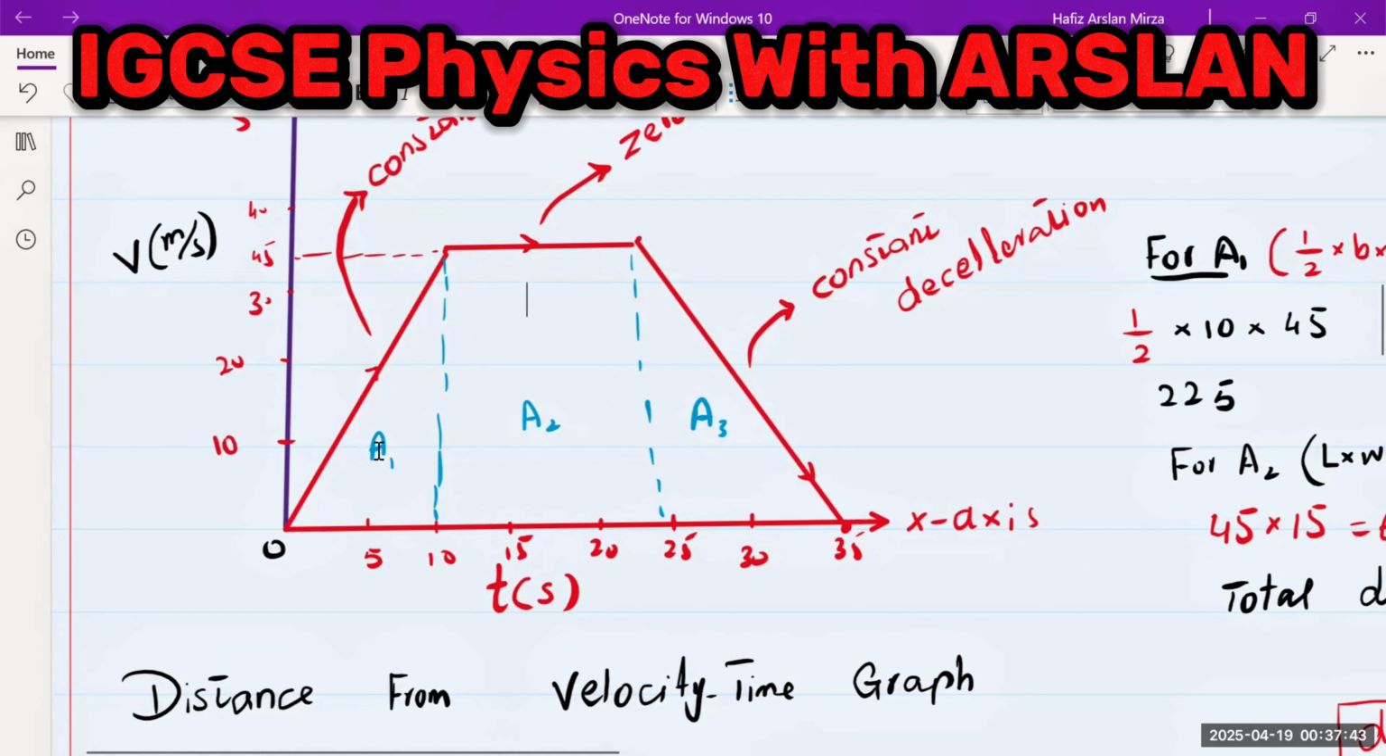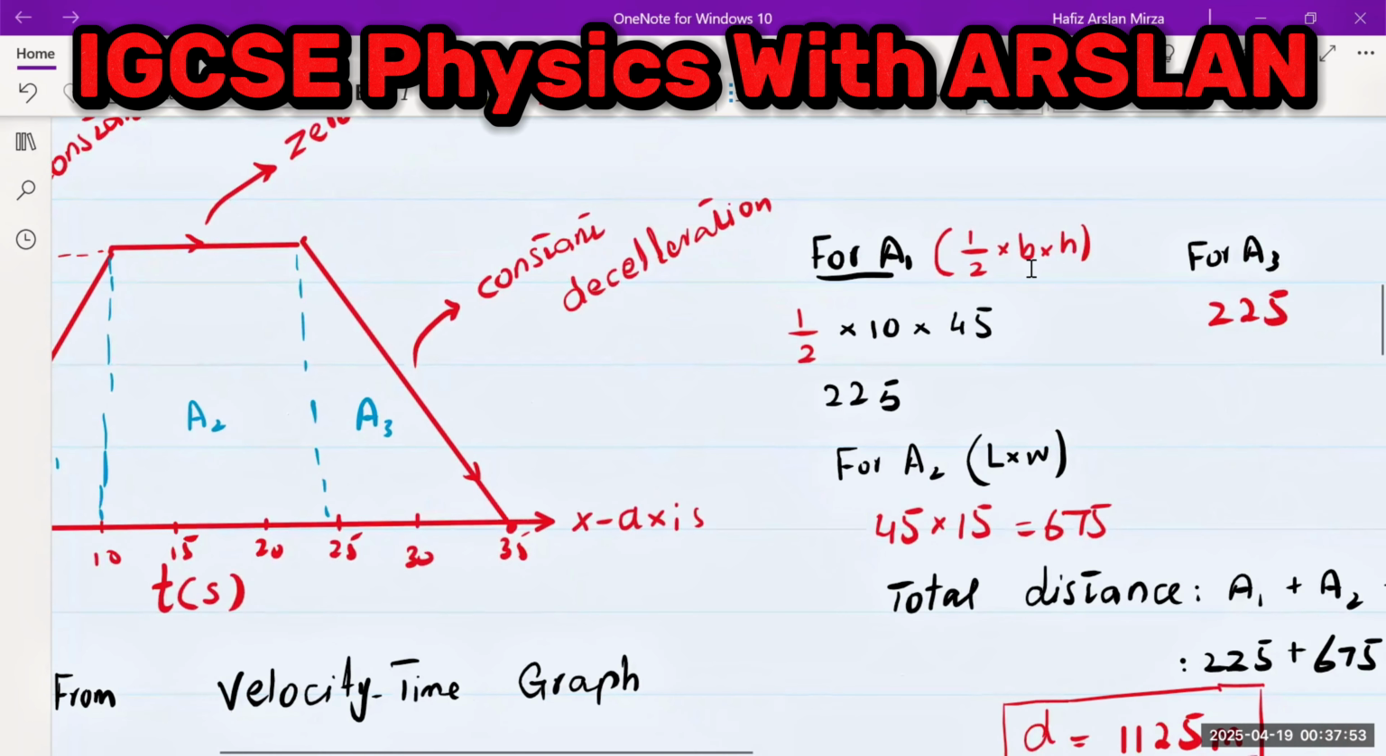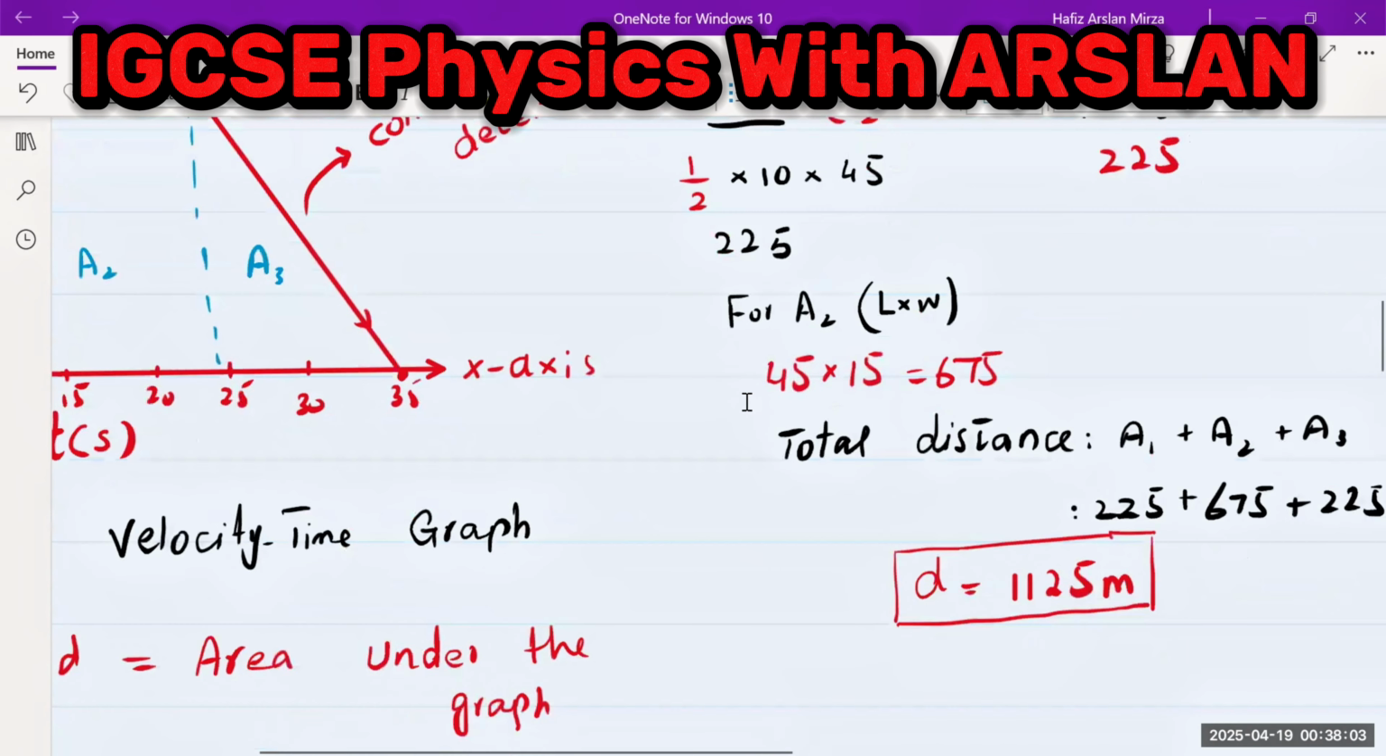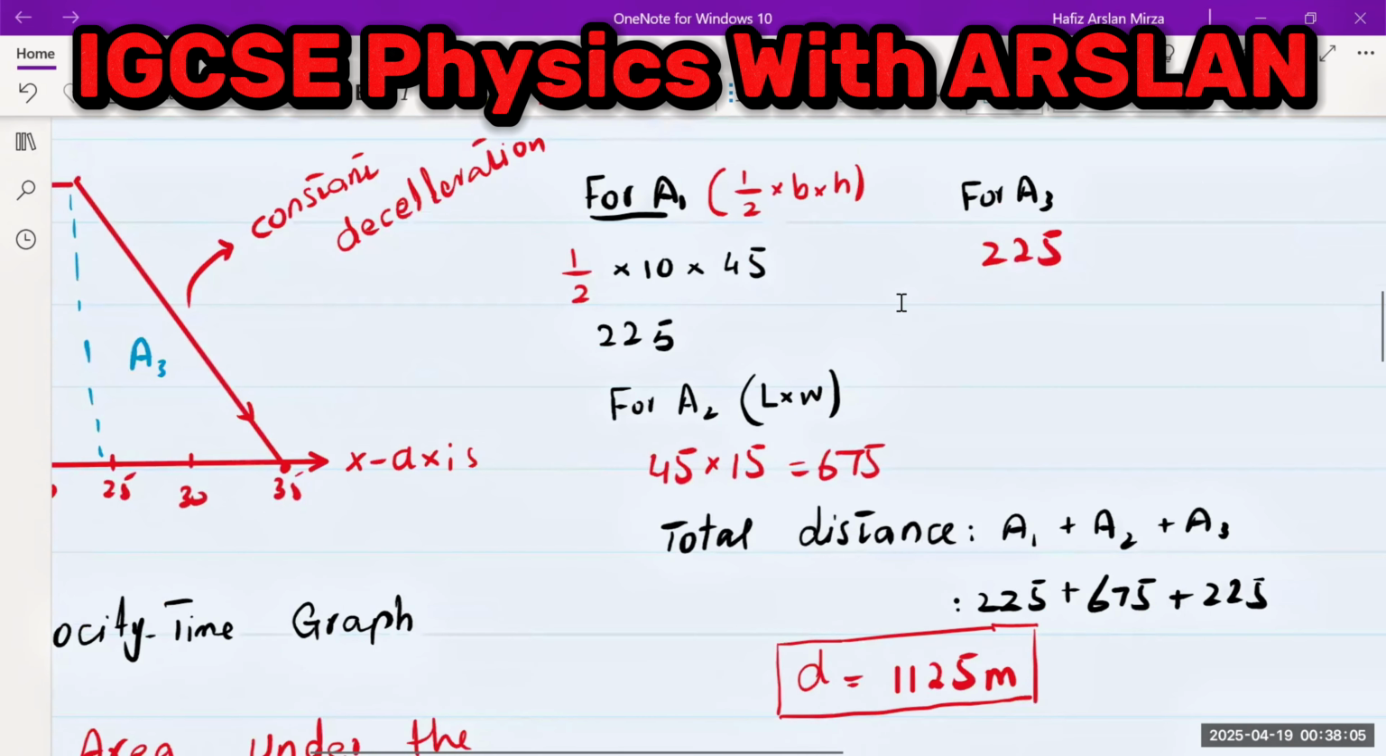Okay, so what I did, I divided this shape into three parts: two triangles and one rectangle. We know that the area of a triangle is 1/2 times base times height. For A1 and A3, the base is the same and the height is the same. In both cases, the area is 225.